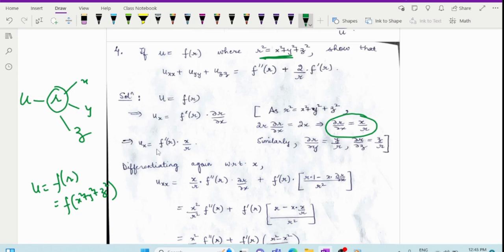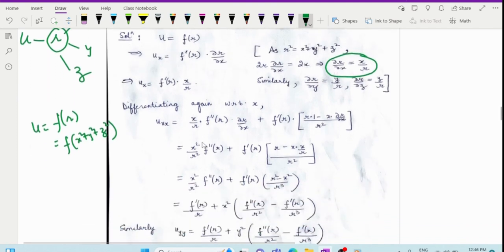So ux is simply obtained by partial differentiation and an application of chain rule, and when you want uxx, you need to differentiate once again with respect to x. So it's like a product of two functions, so product rule has been applied here. X by r as it is into the partial derivative of f dash r, which means f double dash r into del r by del x, plus f dash r as it is into the derivative of x by r, for which quotient rule has been used. So once you get your uxx, these calculations are elementary to verify.